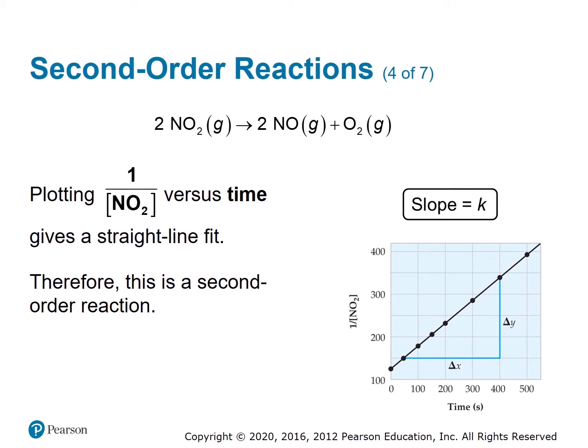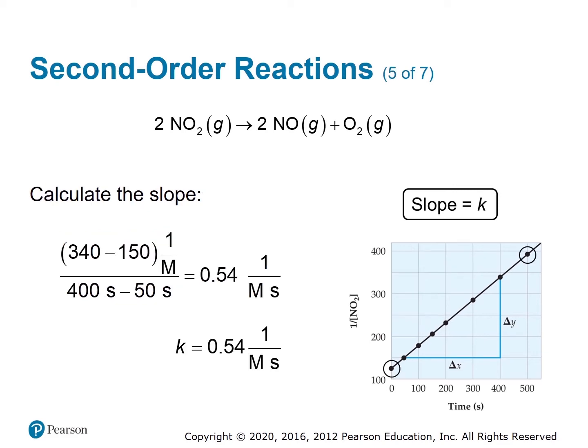this is a second order reaction. The integrated rate law implies that the slope of this line is equal to the rate constant. And if we calculate this slope using 2 points, we get a value for the rate constant of 0.54 per molar per second. Since the y-axis is 1 over concentration, or 1 over molarity, and we divide that by time in seconds, you can probably see where these units come from.